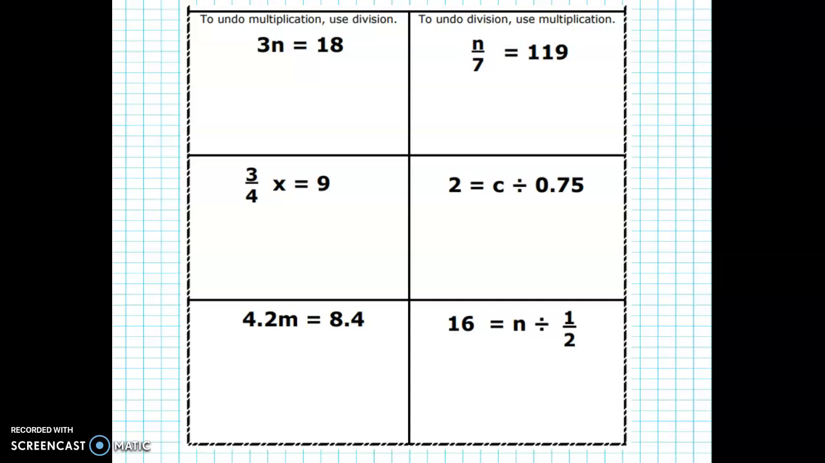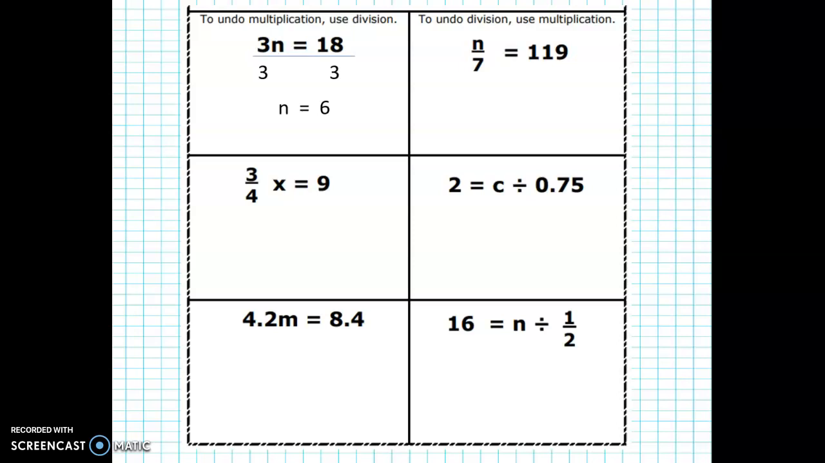3n equals 18. Since 3 beside the n means multiply, we're going to divide. Dividing both sides by 3 gives us n on the one side and 6 on the other, so n equals 6. To check our work, we can substitute the 6 for the n in our original equation. 3 times 6 does equal 18, so we did our math correctly.